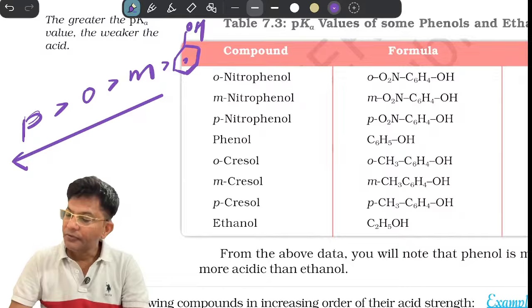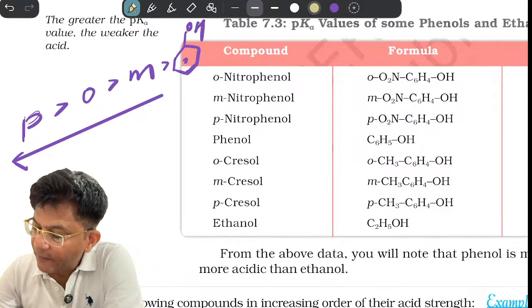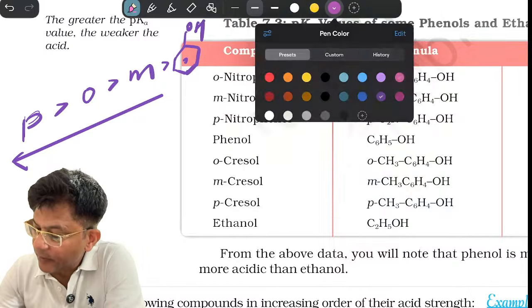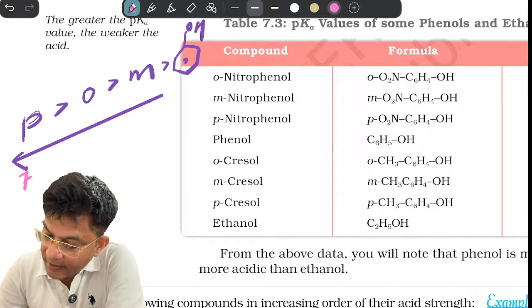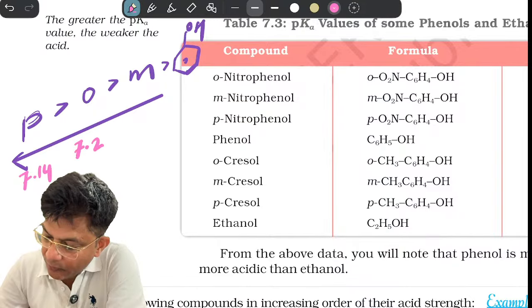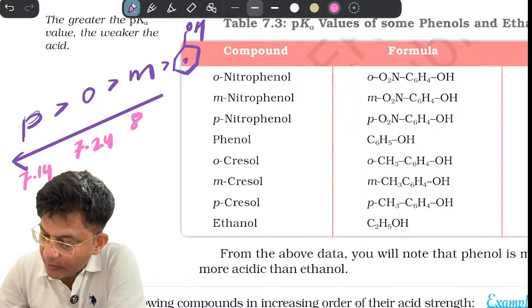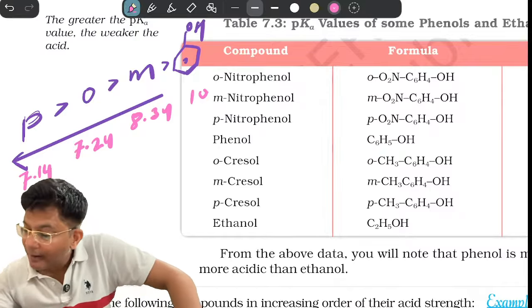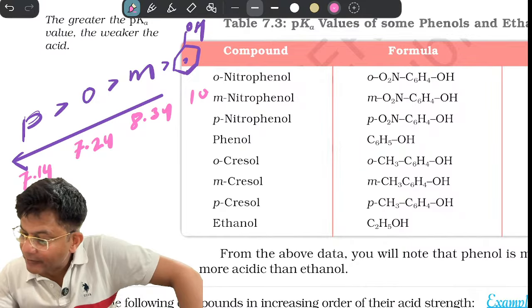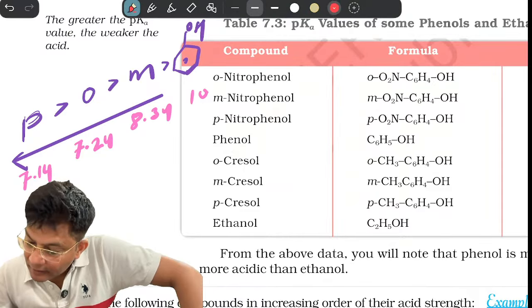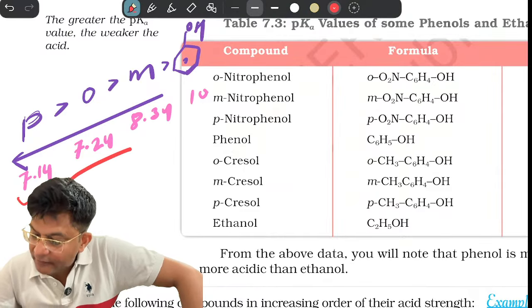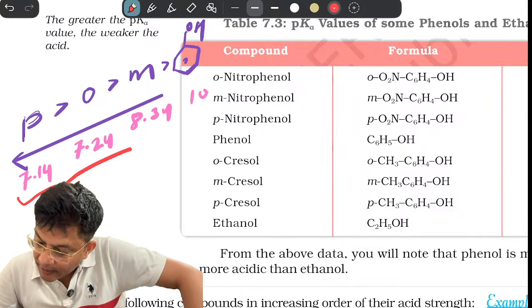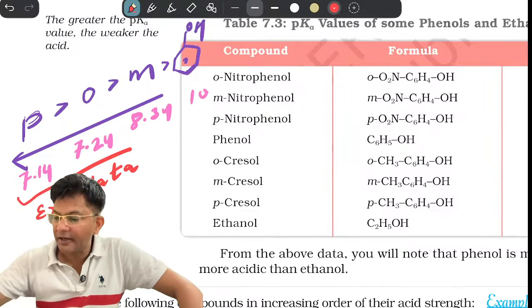If I tell you the experimental values, there is only a slight difference in pKa: 7.14, 7.24, 8.34, and then 10 for phenol. Is it visible to all of you? If you see, there is a very slight difference, so if I don't know the experimental data, even I can get confused. These are experimental data, my dear students. Are you getting my point, kids?